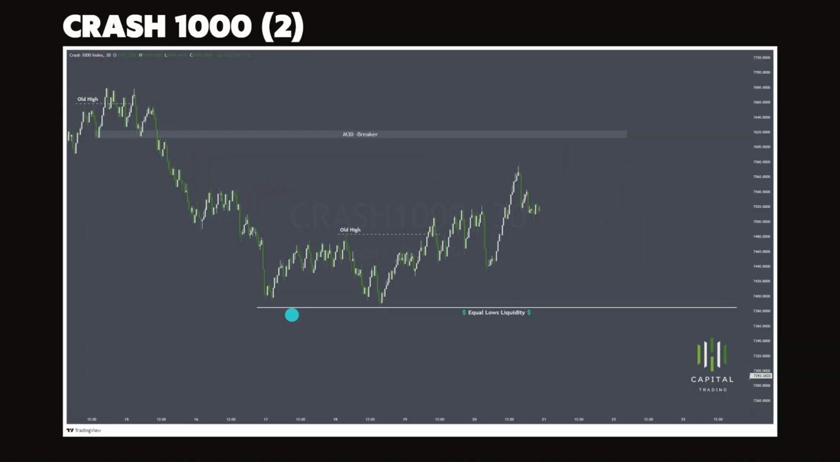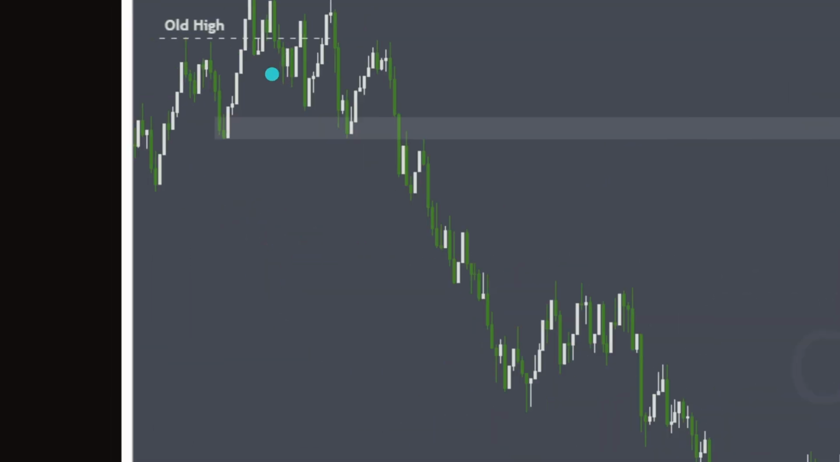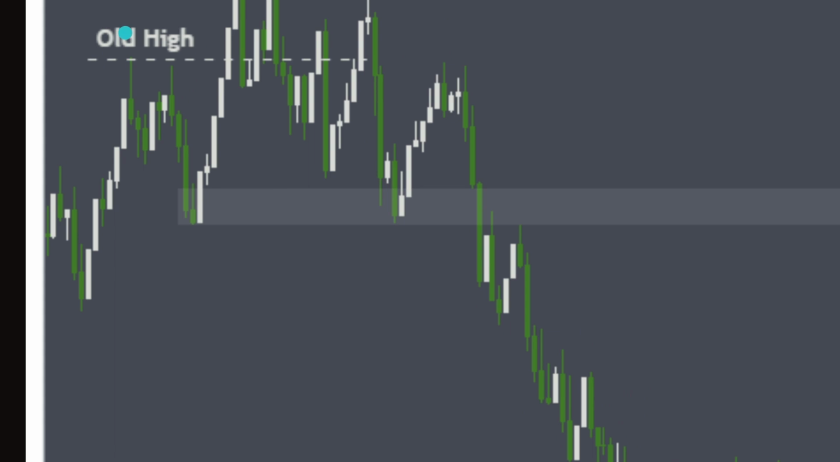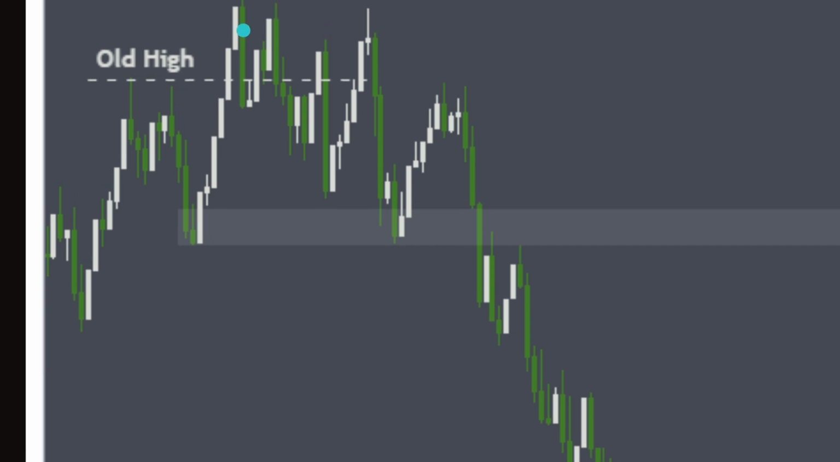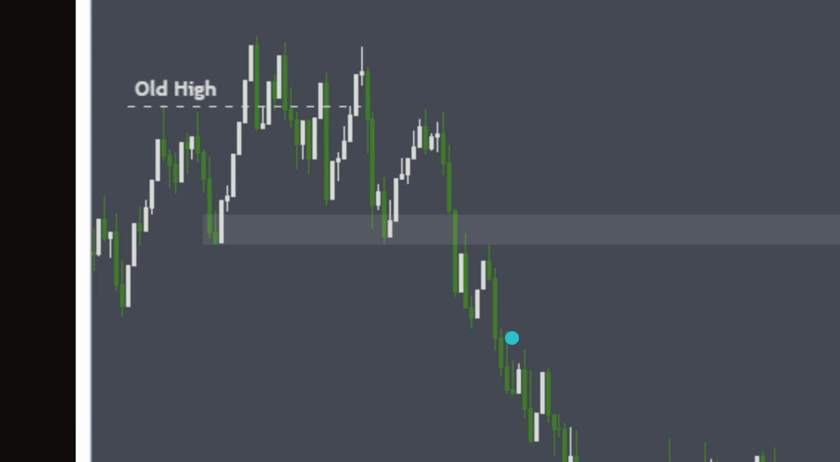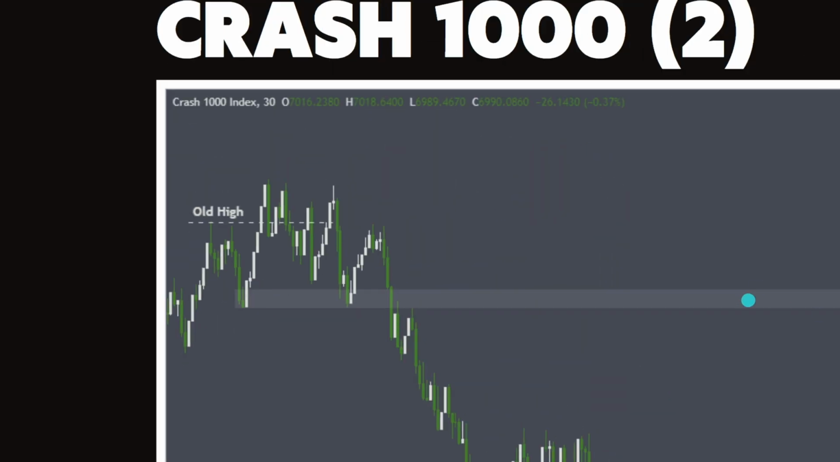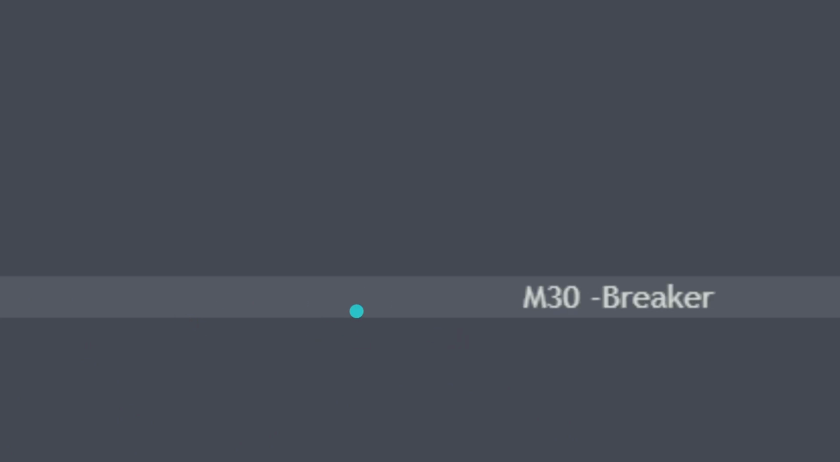Now we look at the second chart. We had price dropping, right? So we had this old high here, these two old highs, these two relatively equal highs. So price did run over this high, then dropped. As it dropped, it came back to retest this level. So as soon as they drop, we look at the last down close candle before price took out this old high, and this becomes our M30 bearish breaker.